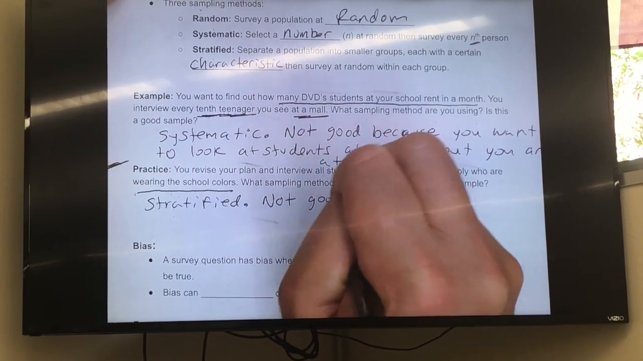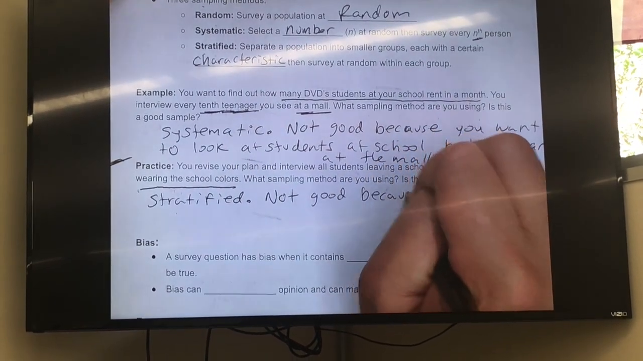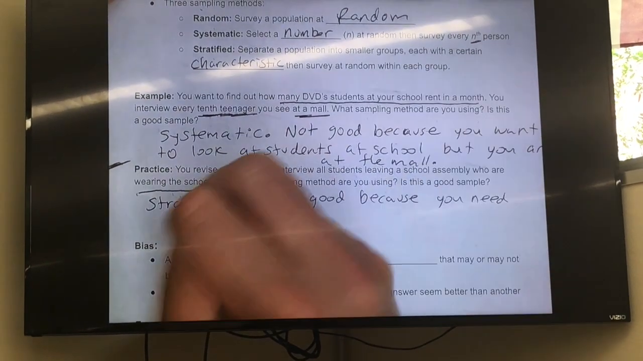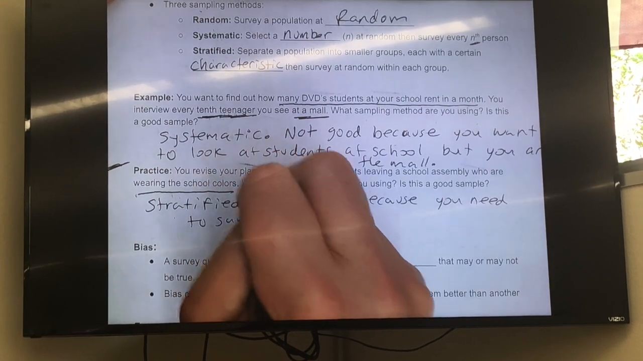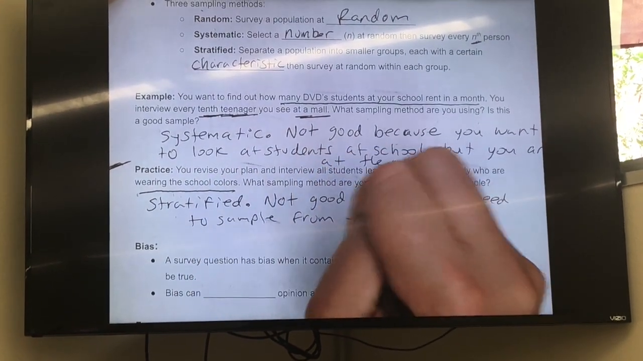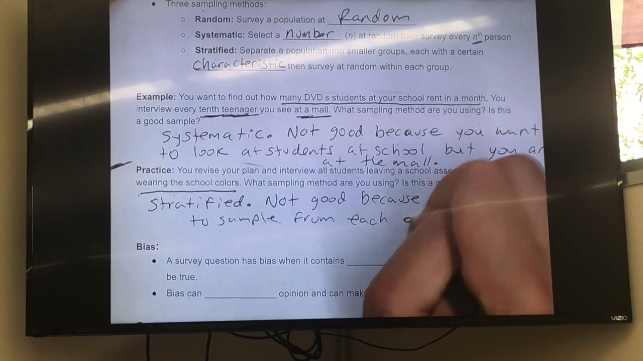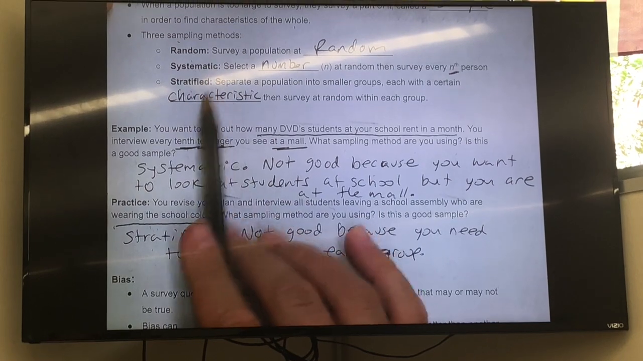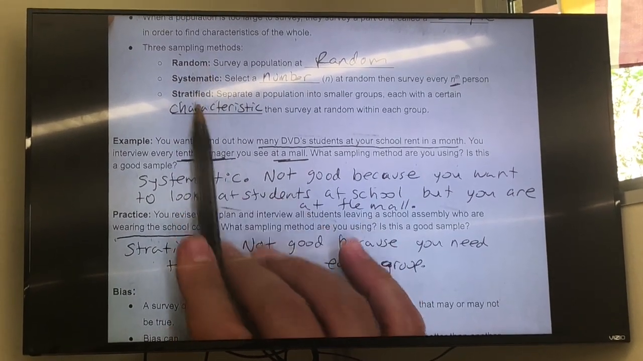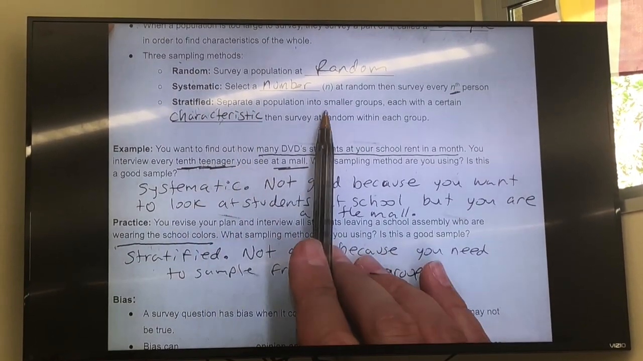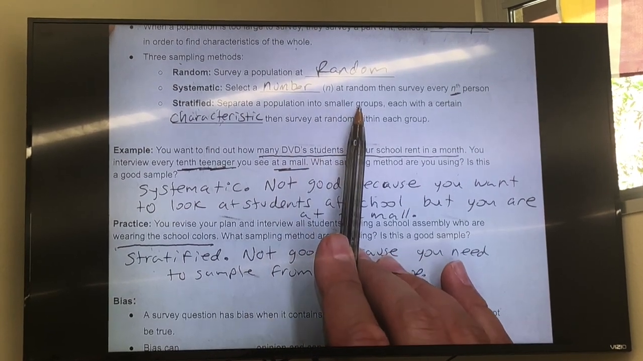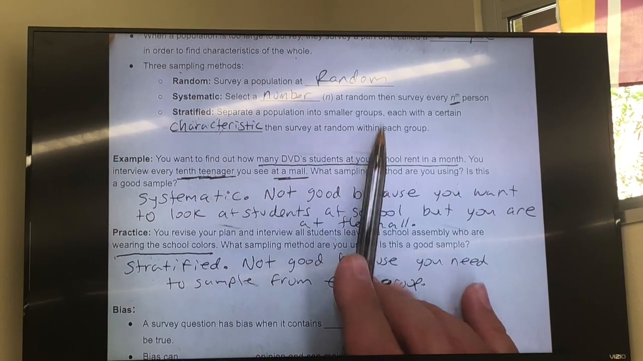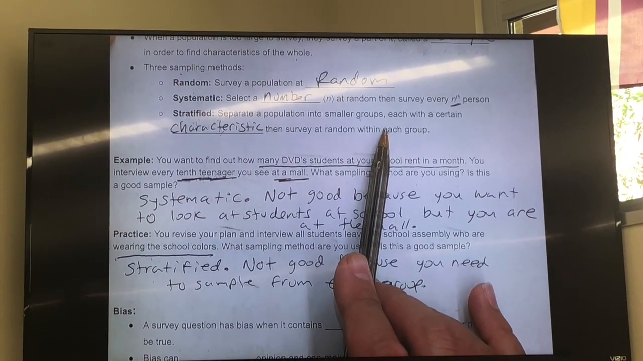Not good because you need to sample from each group. Okay, so these might be new words for you. Again, if you need the reasoning, look back at their definitions, right? Stratified, separate a population into smaller groups, each with a certain characteristic, then random within each group. So we only looked at one group, we didn't look at the multiple groups there.